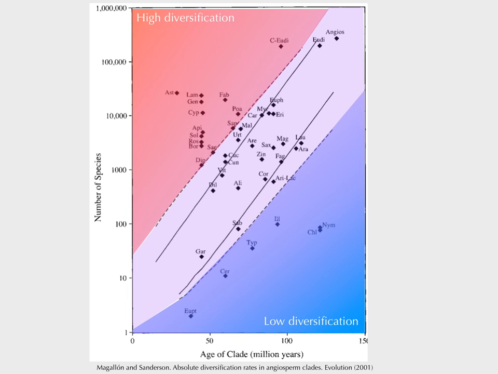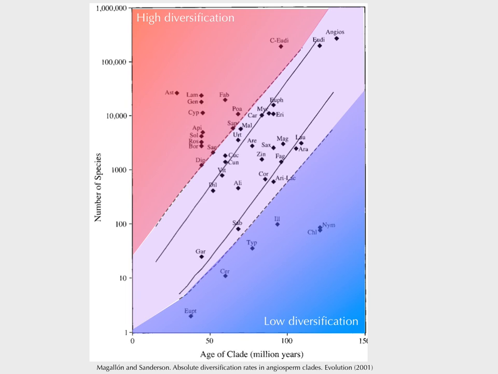Okay, so now it's cool. You can look and find that asterids have a very fast diversification rate, whereas magnoliids are slow. Is this taking into account generation duration? So this is absolute age.